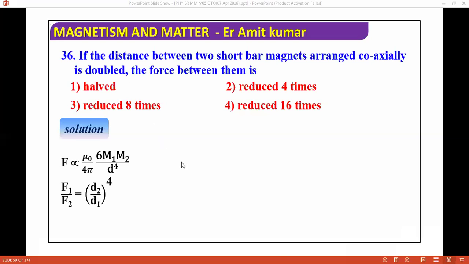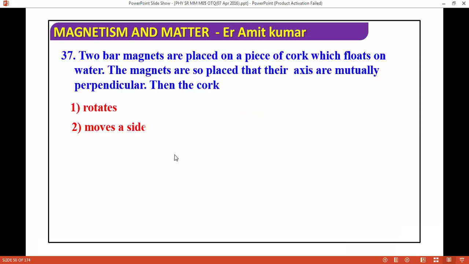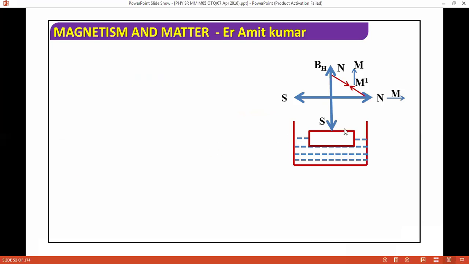Next question, so I'm moving ahead. You can solve with this and come to the answer. Next question I'm solving: two bar magnets are placed on a piece of cork which floats on water. The magnets are so placed that their axes are mutually perpendicular. Then the cork neither rotates nor oscillates. So this is the situation.